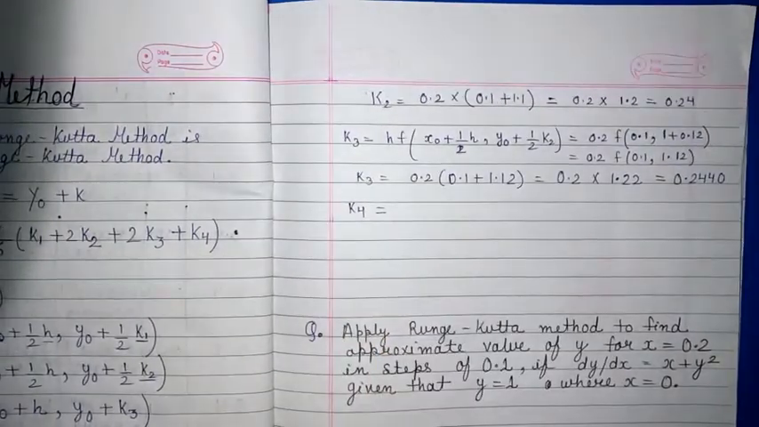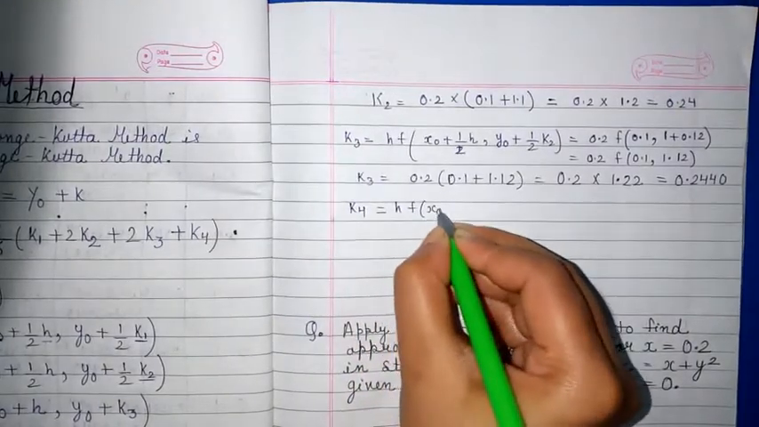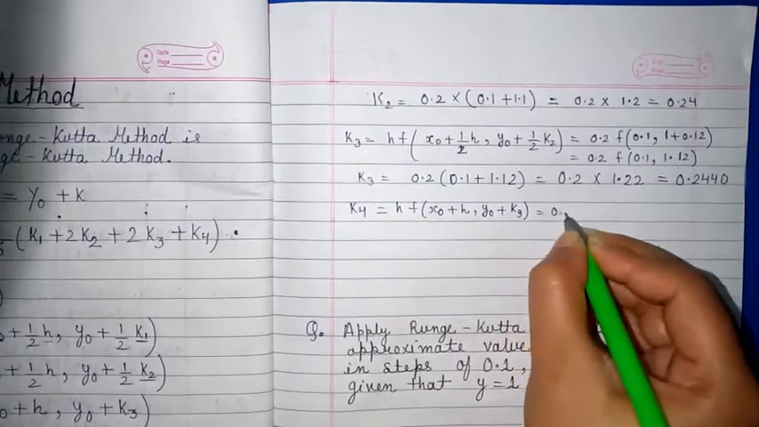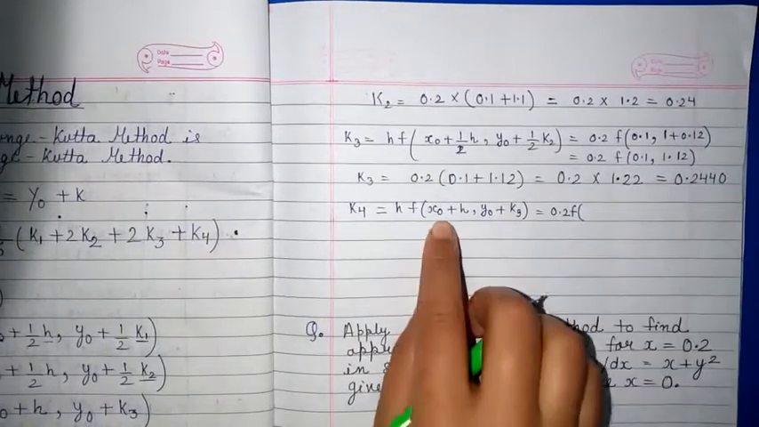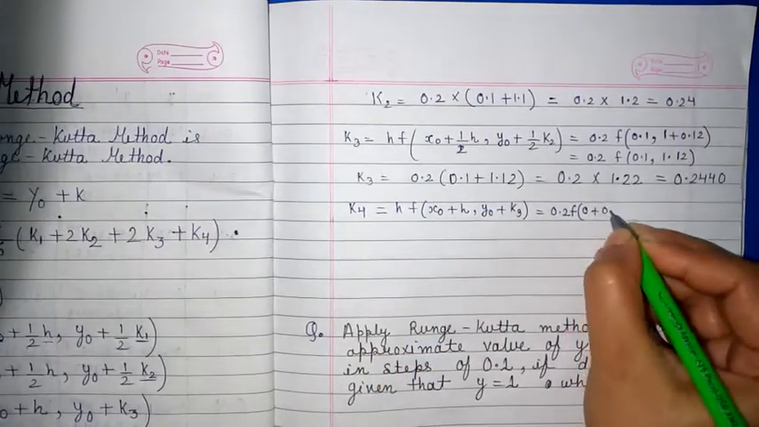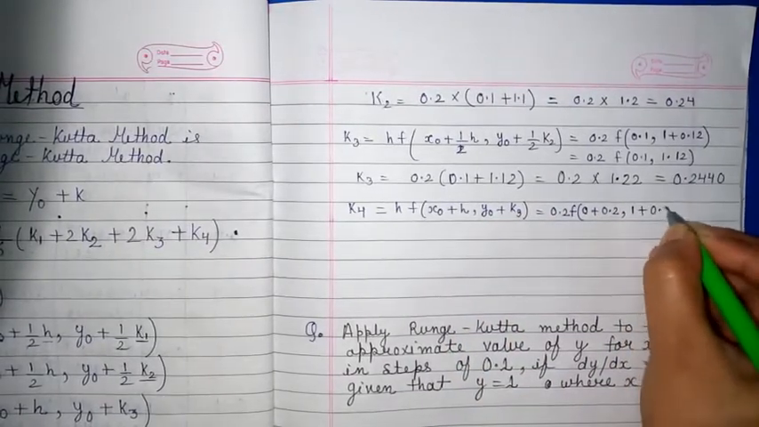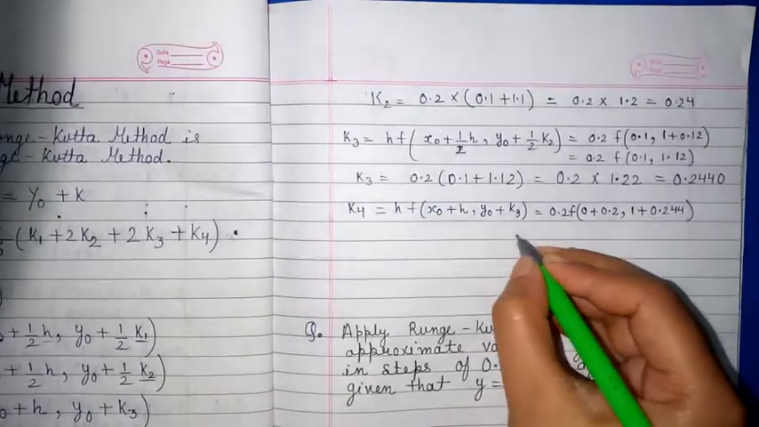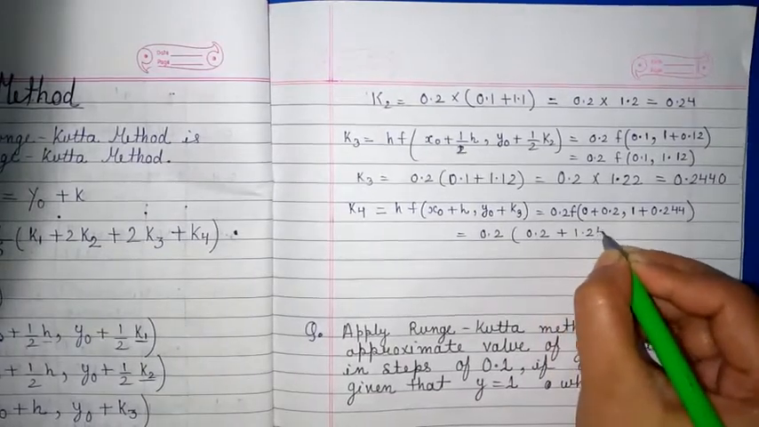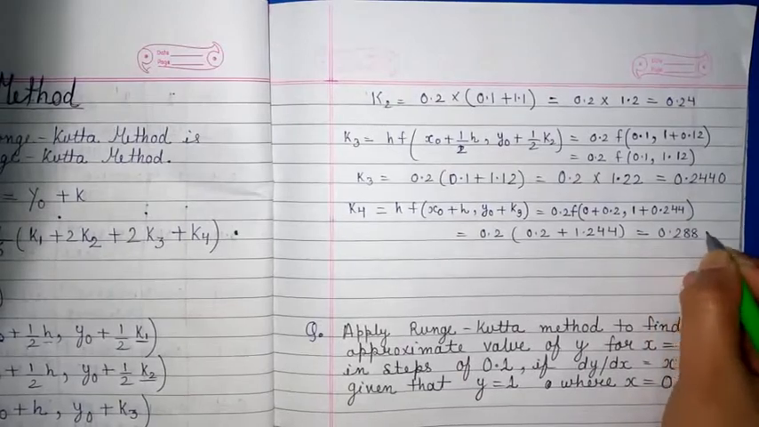We will find the value of k4. The k4 formula is h f(x0 + h, y0 + k3). So h is 0.2, here f(x0 + h, ...), x0 value is 0 plus 0.2, comma, y0 value is 1 plus k3, which is 0.244. Now if you find out, you will get 0.2 (0.2 + 1.244), and if you multiply and solve this, you will get 0.288.